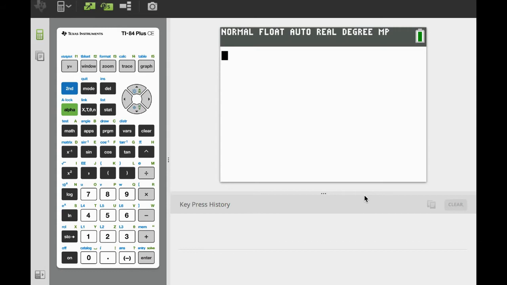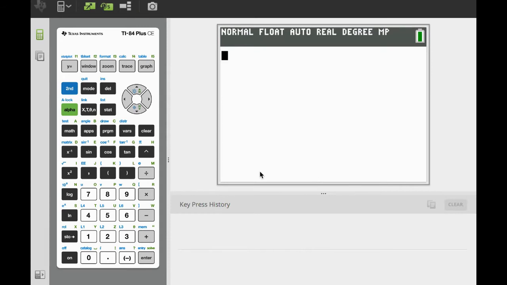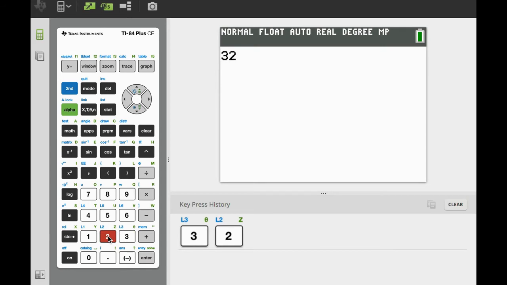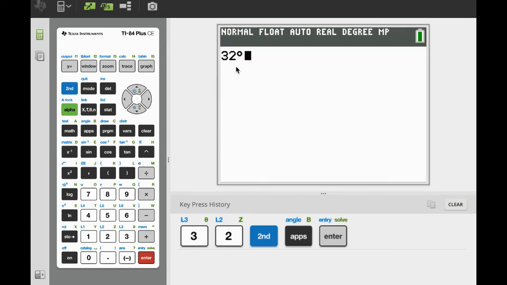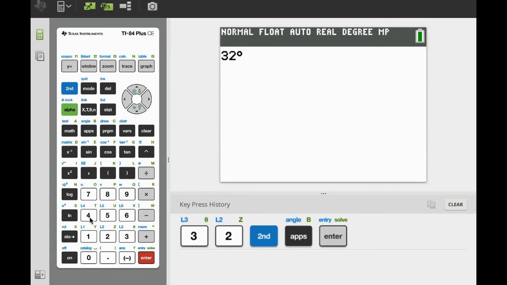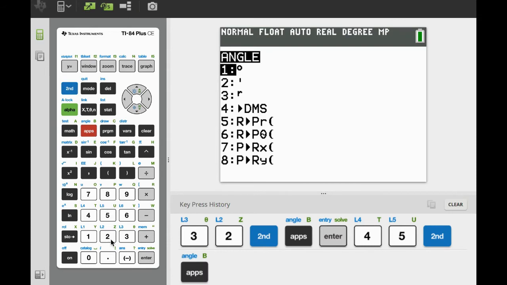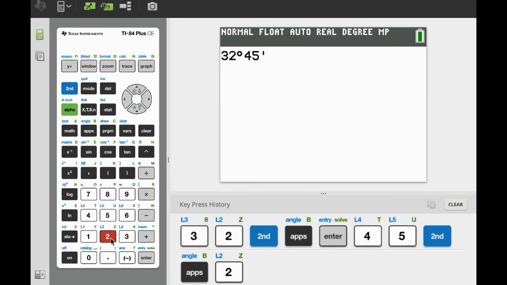Now that I'm in the calculator, I want to make sure you know where to find the buttons that you may need to put things into degrees, minutes, seconds. Before, I had you write down 32 degrees, 45 minutes, 36 seconds. I want you to see how to type that into your calculator. Obviously the 32 is the easy part. To get the degree option, you hit second and apps for the angle menu, and degree is option number 1. Notice on the screen it now looks like 32 degrees. Next, 45. Go back to that angle menu, and option number 2 is the minutes option.